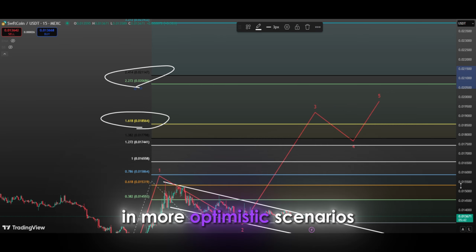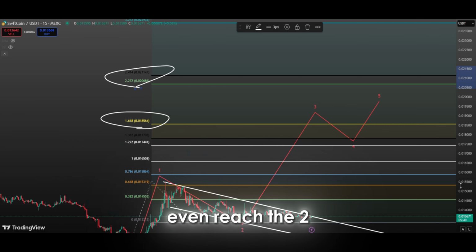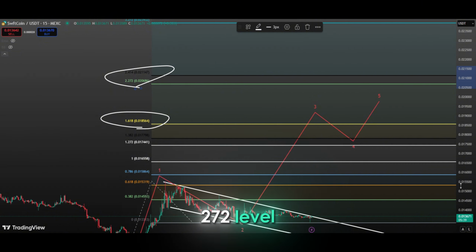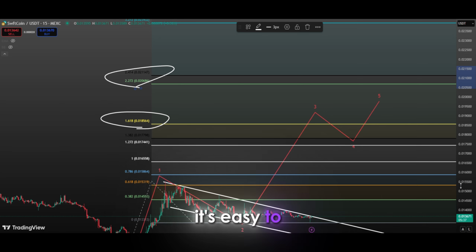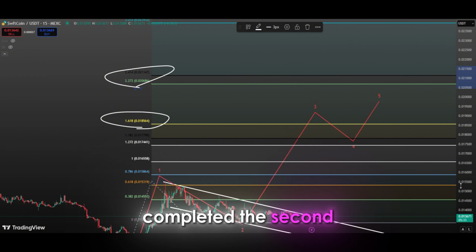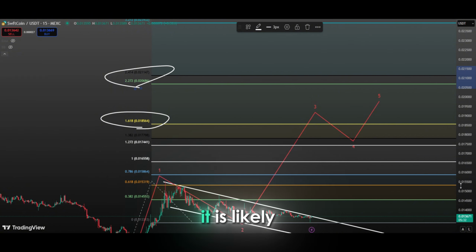Specifically, the third wave is usually expected to reach the 1.618 Fibonacci extension level. In more optimistic scenarios, this extension can even reach the 2.272 level. Looking at the current price position and momentum, it's easy to say that the expectation for a third wave is quite strong. If the price has indeed completed the second wave in a healthy manner, it is likely that much larger price movements will occur with the rise of the third wave.